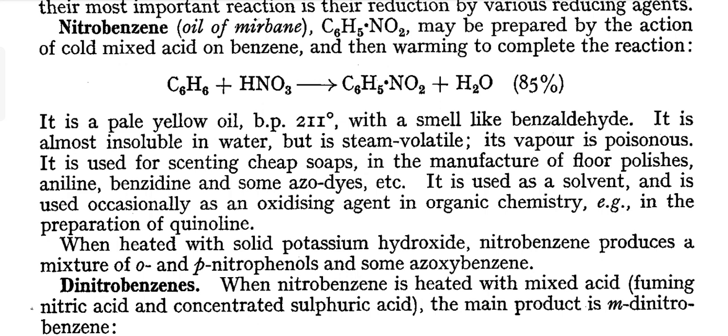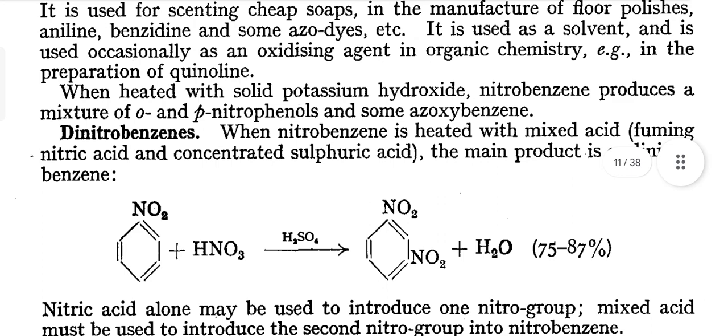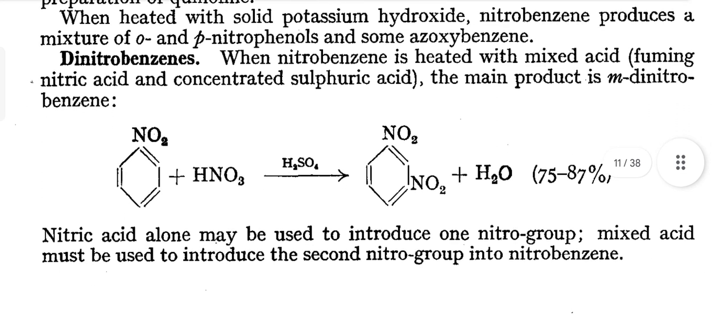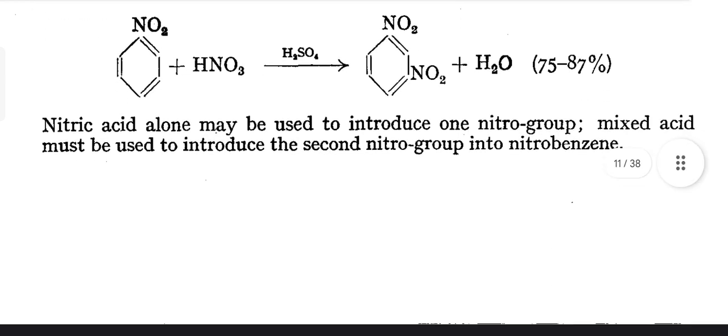Its vapor is poisonous. It is used for scenting cheap soaps, in the manufacture of floor polishes, aniline, benzidine, and some azo dyes, etc. It is used as a solvent and occasionally as an oxidizing agent in organic chemistry, for example in the preparation of quinoline. When heated with solid potassium hydroxide, nitrobenzene produces a mixture of ortho and para nitrophenols and some azoxybenzene. Dinitrobenzenes. When nitrobenzene is heated with mixed acid, fuming nitric acid and concentrated sulfuric acid, the main product is meta-dinitrobenzene. As nitric acid alone may be used to introduce one nitro group, mixed acid must be used to introduce the second nitro group into nitrobenzene.